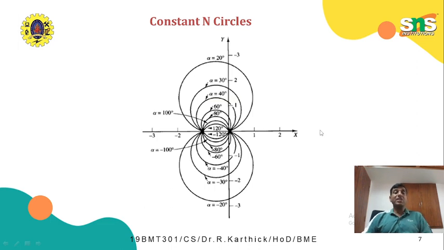So therefore these constant M and N circles, they are contours now which are used to identify the closed loop response from the open loop response. Actually we do not directly find the closed loop response, instead we calculate the open loop response from which we directly calculate the closed loop response.